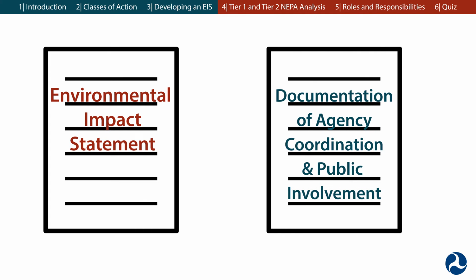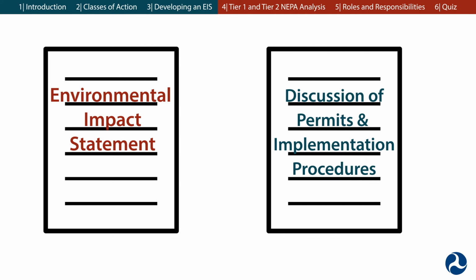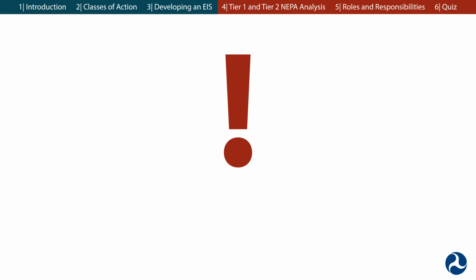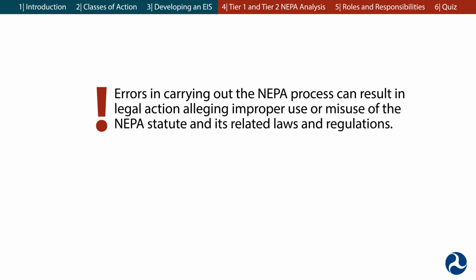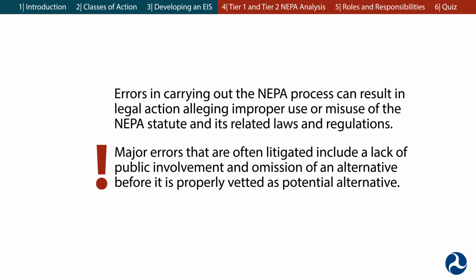Documentation of agency coordination and public involvement, including any scoping feedback, and a discussion of permits and any related environmental processes required to implement each alternative. Please note that errors in carrying out the NEPA process can result in legal action alleging improper use or misuse of the NEPA statute and its related laws and regulations, so conduct this process carefully. Major errors that are often litigated include a lack of public involvement and omission of an alternative before it is properly vetted as a potential alternative.